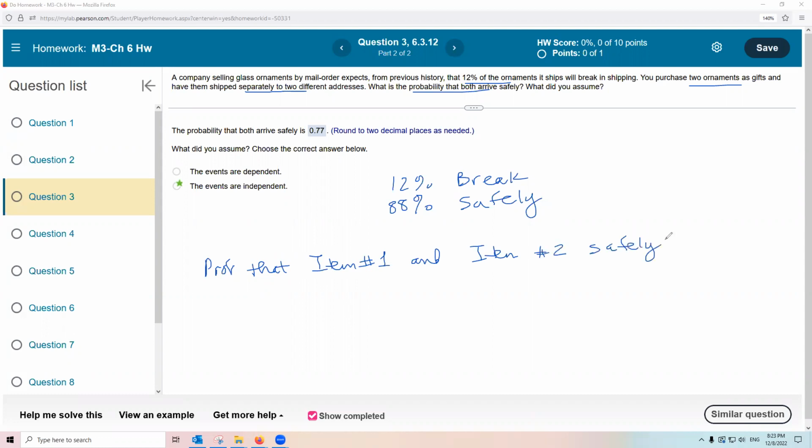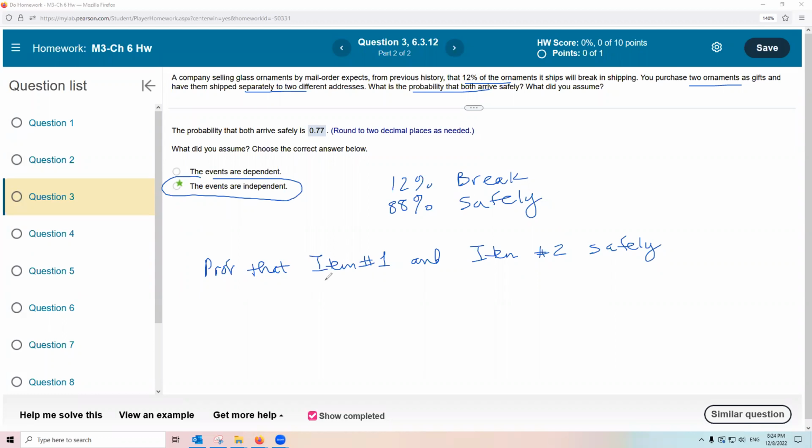Well, the probability rule, when the events are independent, and by the way, that's part B, the events are independent. The reason is these 2 items are getting shipped completely differently, to different addresses. And so what happens with one shipment in no way affects the probability of breakage for the other shipment. It's like the 2 shipments are completely separate and independent.